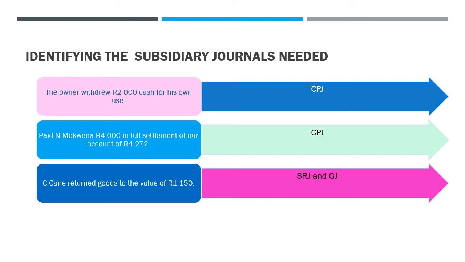And then C. Kane returned goods to the value of 1150. Now we sold the goods on credit to him and now he returned them. So that is going to be in the sales returns journal, and the return of the inventory will go to the general journal.